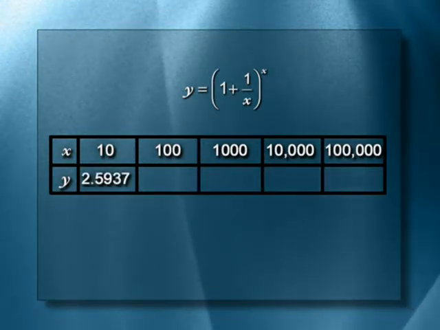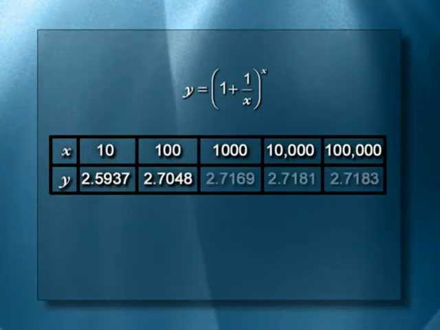You can plug in these numbers for x and see what you get. Well, when I plugged in 10, I got 2.5937 approximately. Then I plugged in 100 and got another number. And say at 100,000, I got 2.7183.